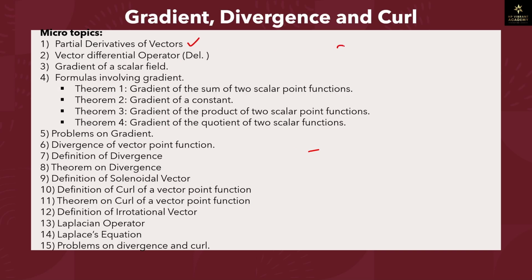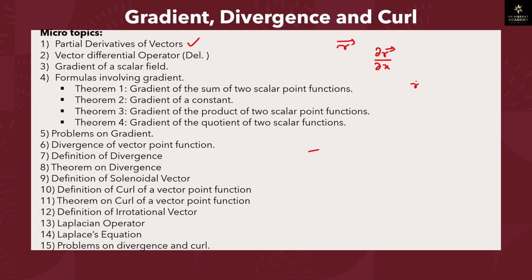Suppose R is a vector, then we differentiate it. The partial derivative of vector is the differentiation of R vector with respect to any of the variables x, y or z. Suppose we have to find the partial derivative of vector with respect to x, then it is del r upon del x.